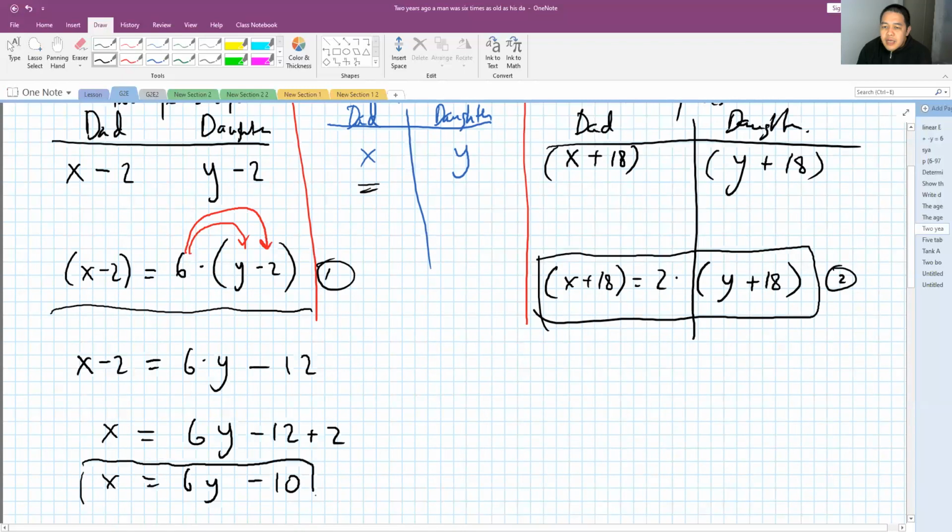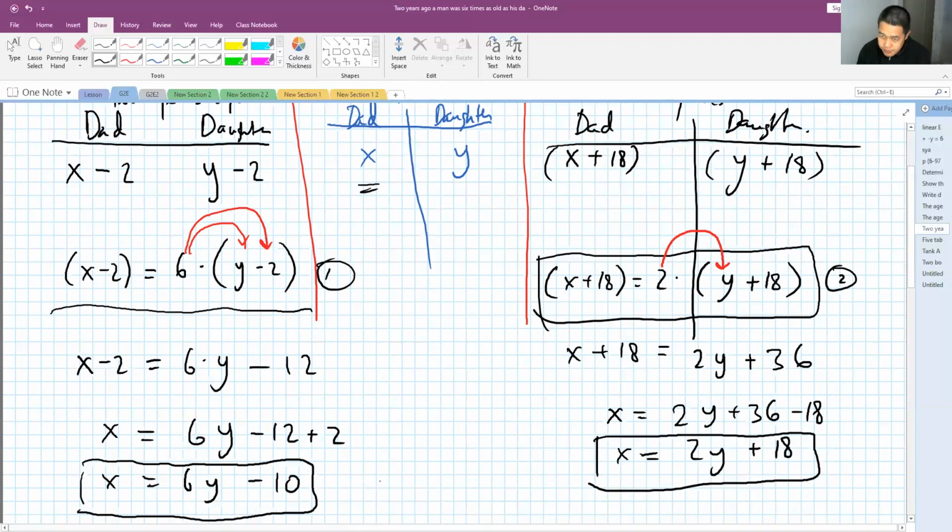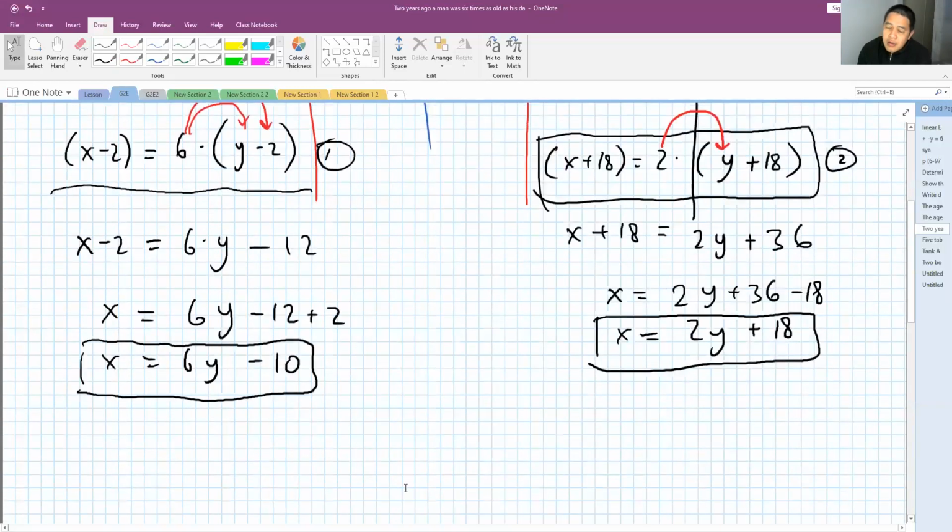Now, we look at the second equation. We'll do something similar. This is x plus 18 equal to 2 times y, which gives us 2y. And then 2 times 18, that's simply 36. So the second equation gives us x equal to 2y plus 36 minus 18, or x equal to 2y plus 18. Okay, so what we have now is still 2 equations and 2 unknowns. And in order to solve this one, we can use either substitution or elimination.